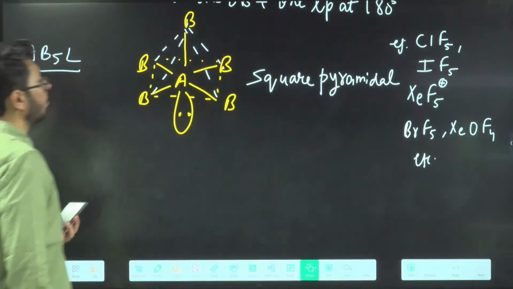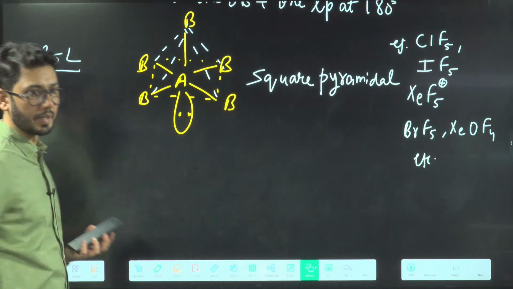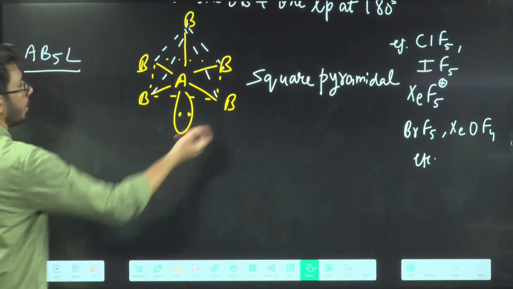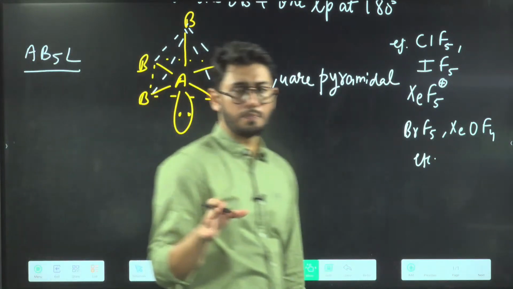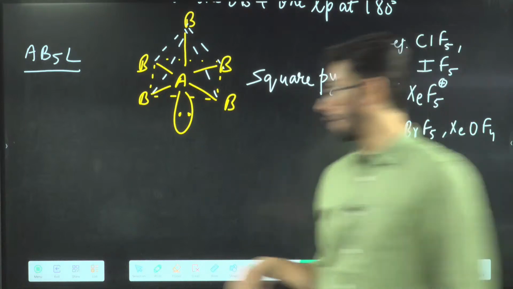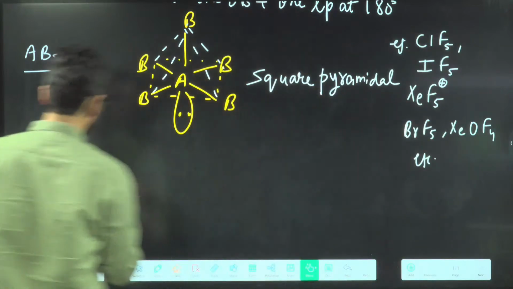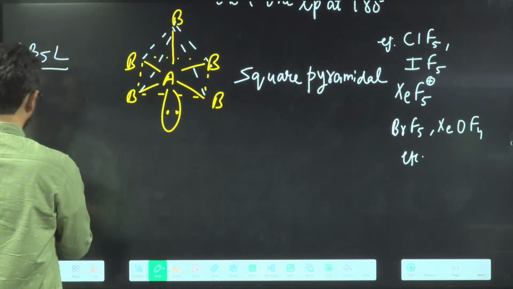And here also bond angles will be somewhat distorted because one lone pair is there. And if you talk about hybridization of this type, it is 5 + 1, 6. So just like octahedral, it is sp3d2 hybridized. Now, example of ClF5.